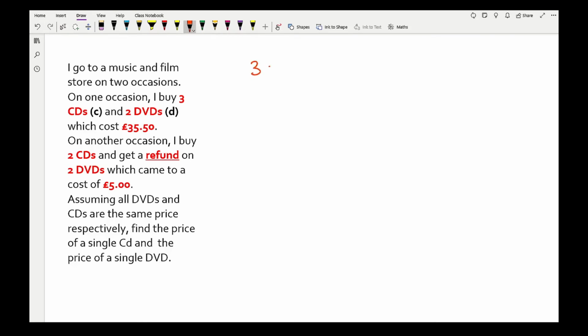So I've got 3C plus 2D equals £35.50. It says on the second occasion I buy 2 CDs and I get a refund on 2 DVDs. So here I'm buying 2 CDs and I'm taking away 2 DVDs, and that comes up to a total of £5.